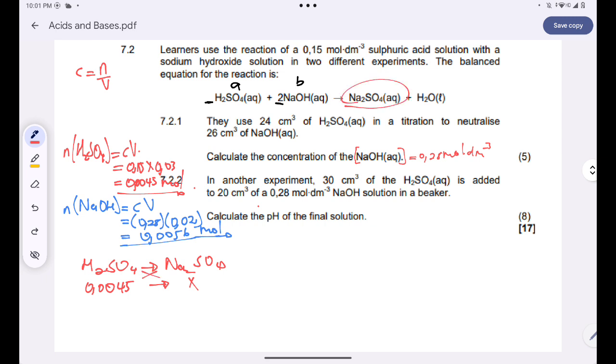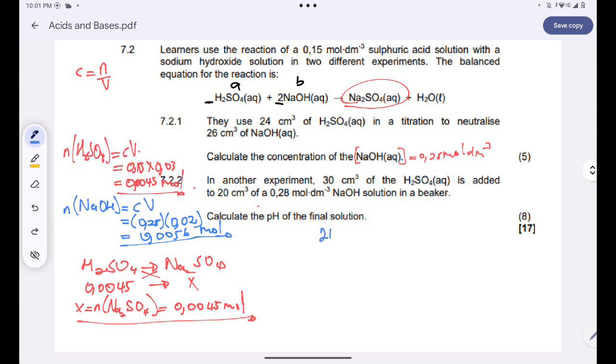I'll simply cross multiply, then x, which represents the number of moles of the sodium sulfate which will be formed if I have to use my acid completely, will be 0.0045 moles.